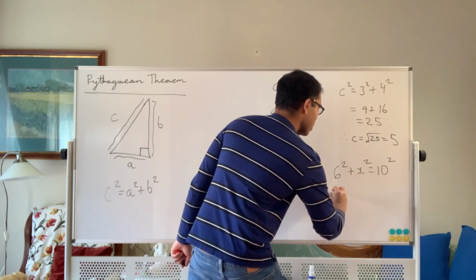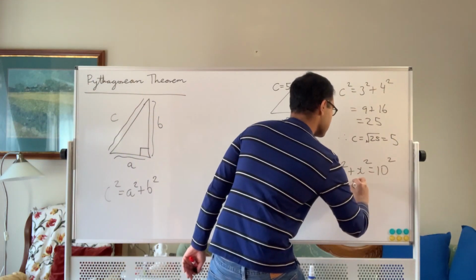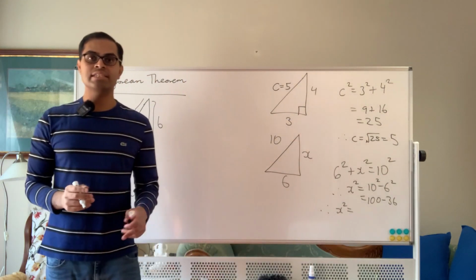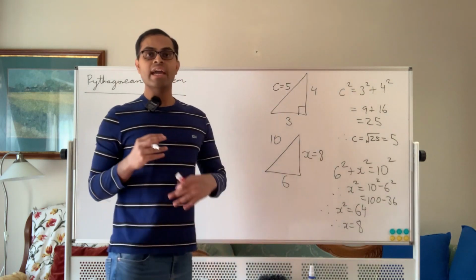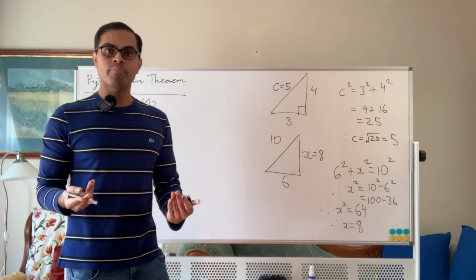And now, always to solve an equation, you isolate the x. So we know that x squared is going to equal 10 squared minus 6 squared, 100 minus 36, which is 64. So we've worked out the side length of the third side, knowing the hypotenuse and one of the other sides. So this is the power of the Pythagorean theorem.